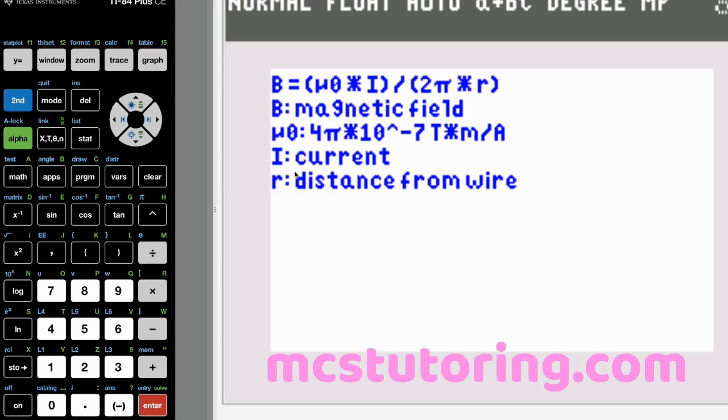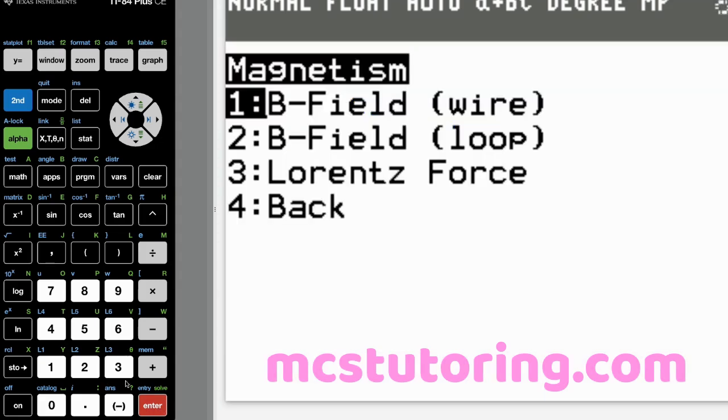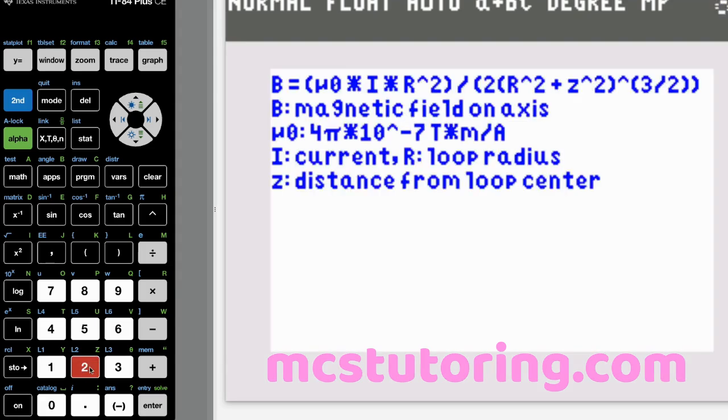And then I is the current, and R is the distance from the wire. So we're going to go on. And then we've got the B field for the loop. And then, man, this is a lot. It's mu sub 0 times I times R squared, divided by 2 times (R squared plus Z squared) all raised to the 3/2 power. So B is a magnetic field on the axis.